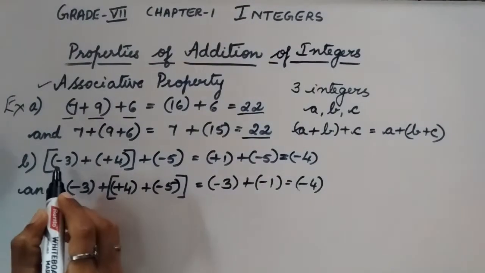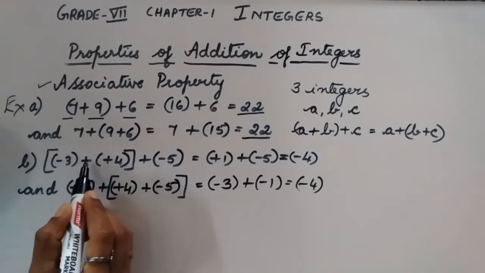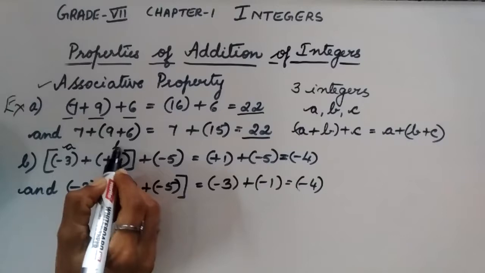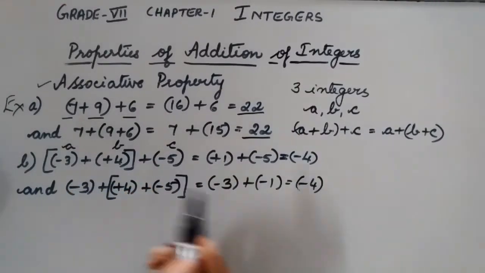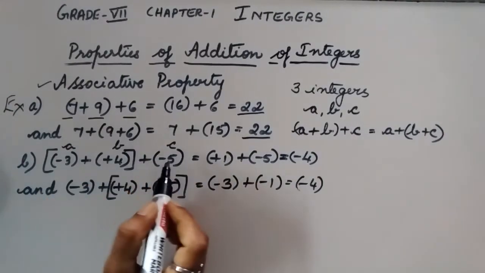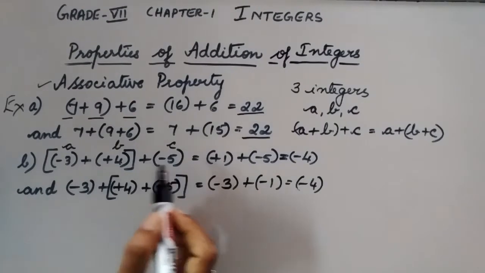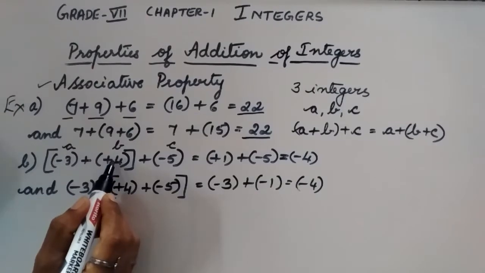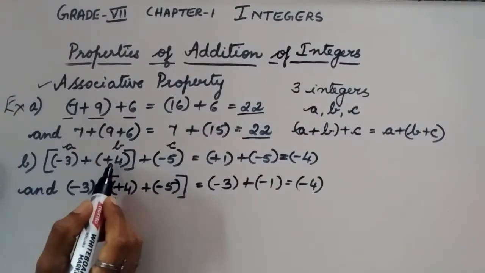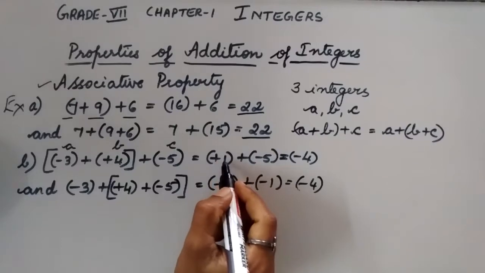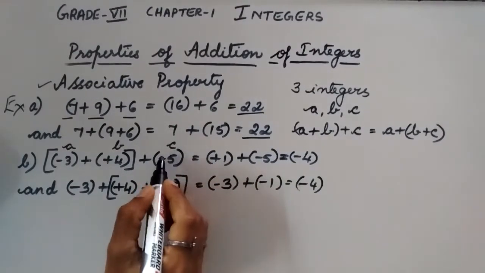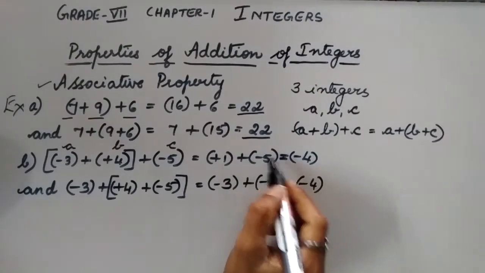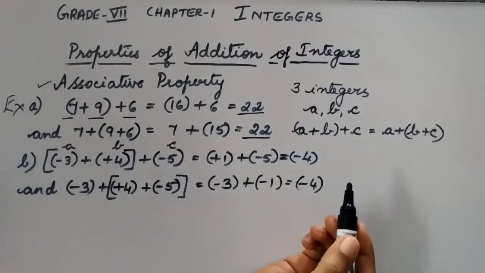So in the second example here we have minus 3, plus 4 and minus 5 as the three integers. Minus 3 plus 4 minus 5. So here first I will add these two integers, minus 3 and plus 4. So minus 3 plus 4 I will get plus 1, and plus what is remaining here, c, minus 5. So now plus 1 plus minus 5 I will get minus 4.